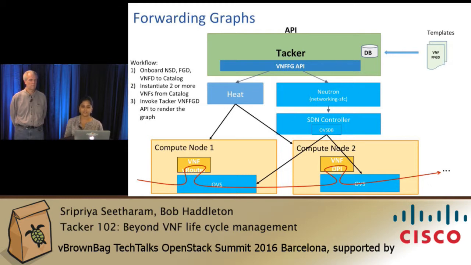The Tacker initiates this request to networking SFC by calling the appropriate commands such as the port pair creation and the port pair group creation, that are further translated within the SDN controller itself, that finally goes about doing the actual operation of creating the classifier functions and also creating the actual chain itself.